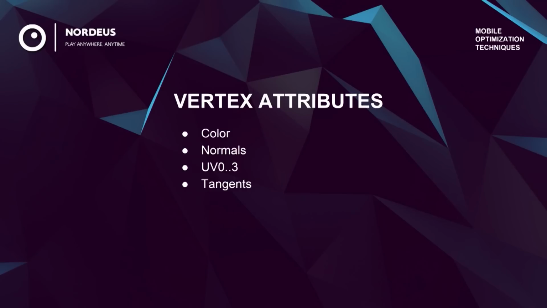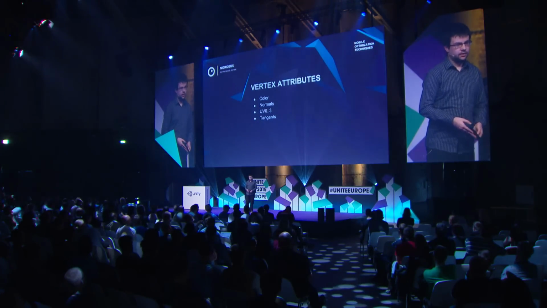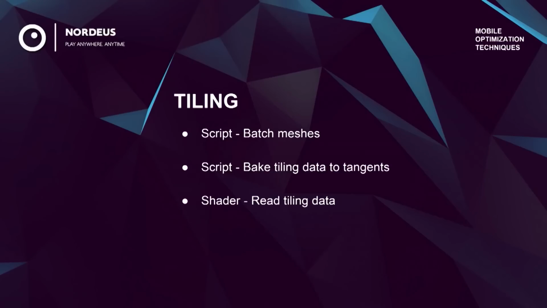And there are tangents. Tangents are usually used for normal mapping techniques, but none of the objects that we wanted to batch had any tangents. So in our case, we decided to put all the data into tangents. And that is our missing step. We first batch all the meshes. Then, for each object, we put that custom tiling data into the tangents of its vertices. And lastly, the shader reads the tiling data and displays the mesh.